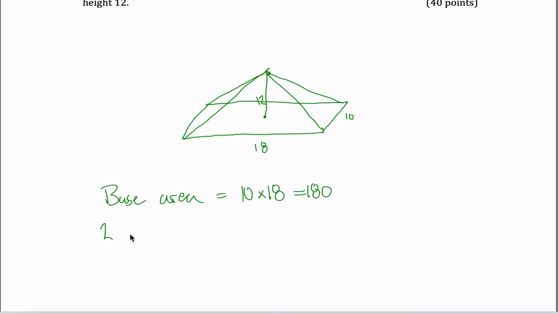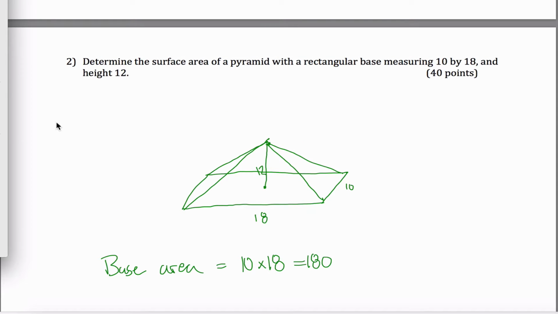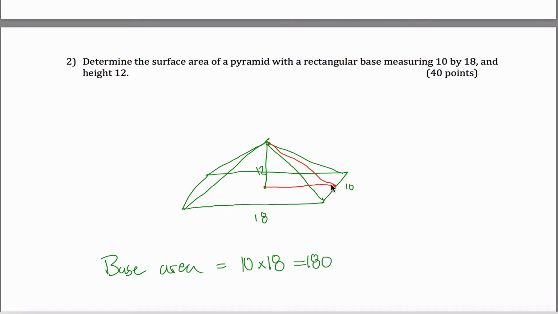Then I got 4 triangles. 2 of them are bigger than the other 2, so maybe I need to do this off to the side. I need to know some slant heights. So I can figure out this slant height. Maybe I'll call this slant height 1. And the way I can figure that out is I have this triangle here. And in this triangle, the height is 12, and this length right here is 9 because it would be half of this 18.